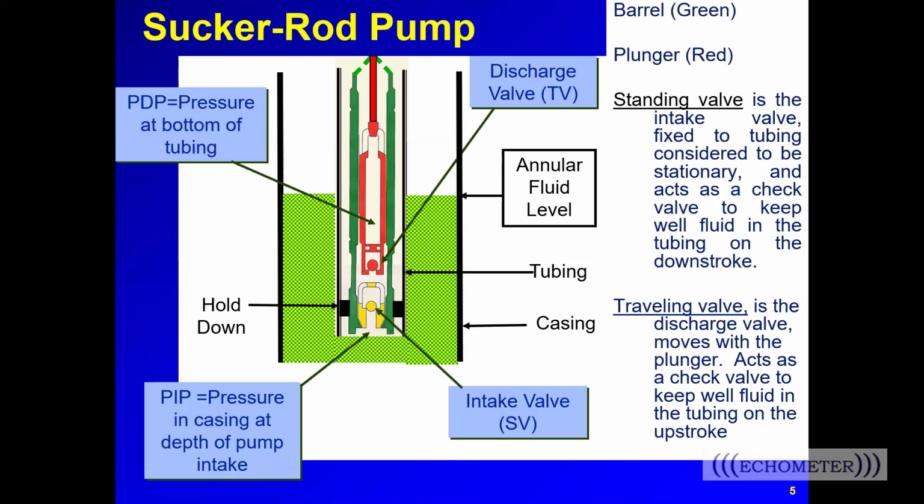So during the downstroke, compression occurs inside the barrel, which causes an increase in the pump chamber pressure. So that chamber pressure must be greater than the pressure above the discharge valve, or that traveling valve, in order for the valve to open and allow fluid to flow out of the pump and then up into the tubing. And so this pressure is called the pump discharge pressure. The traveling valve moves with the plunger, and it acts as a check valve to keep well fluid in the tubing on the upstroke.